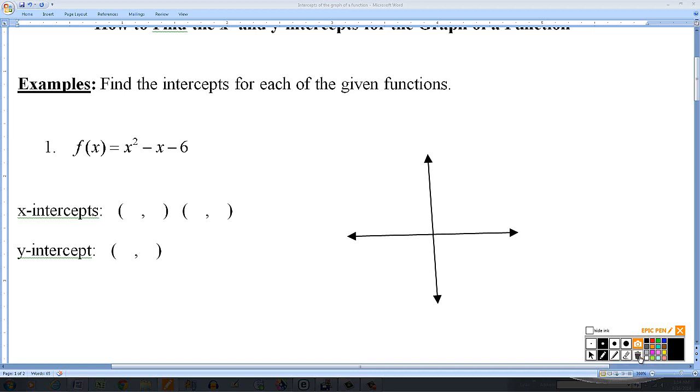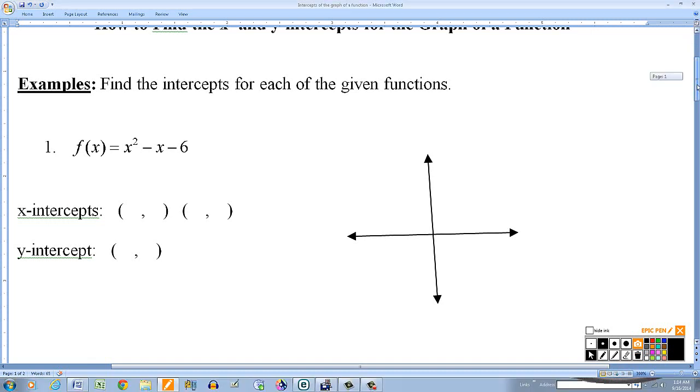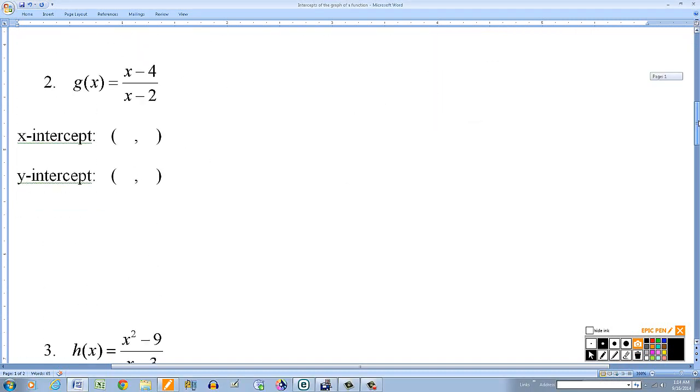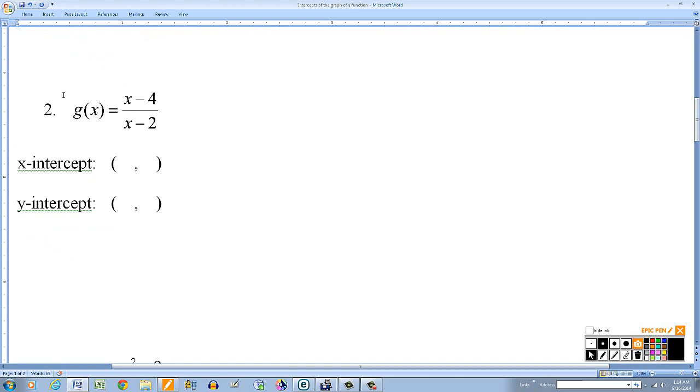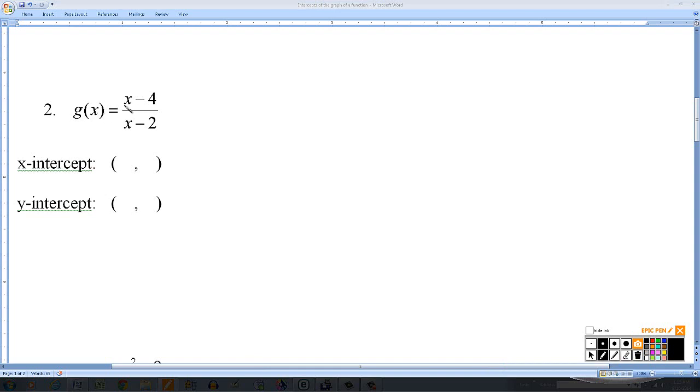Let's clear this, and let's go to the next one. Okay, the one I just did was a polynomial, second degree polynomial, parabola, if you want the name of the graph. In this case I have a rational function. So again, I'm going to find the y-intercept because it's the easiest one to find.